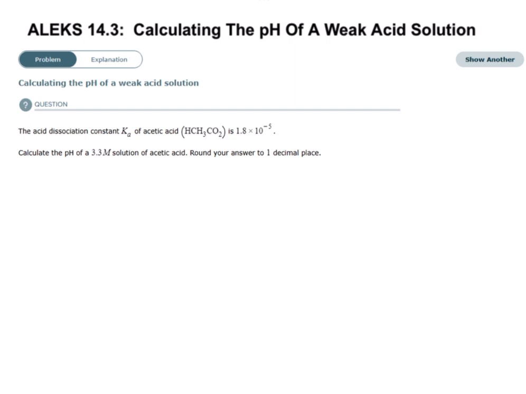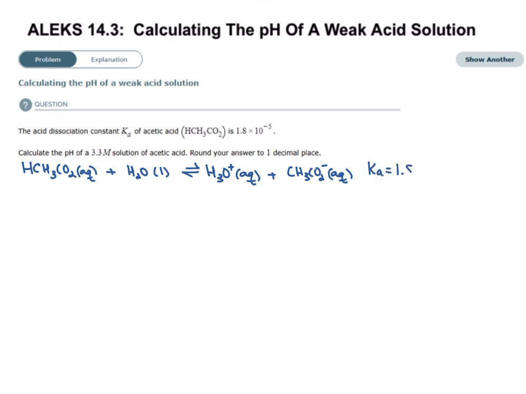Since we're dealing with pH and final concentrations of H3O+, we're going to have to set up an ICE table. So our weak acid, when we dissolve it in water, would dissociate to H3O+ and acetate. They also gave us the Ka value, so I'm going to go ahead and write that down. Once I make sure that my equation is balanced, I can go ahead and set up my ICE table.